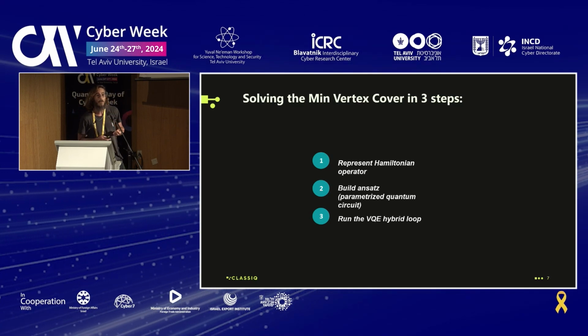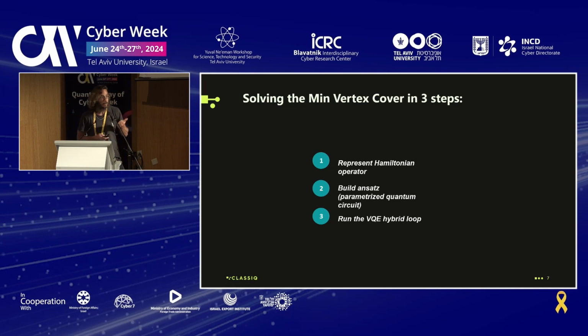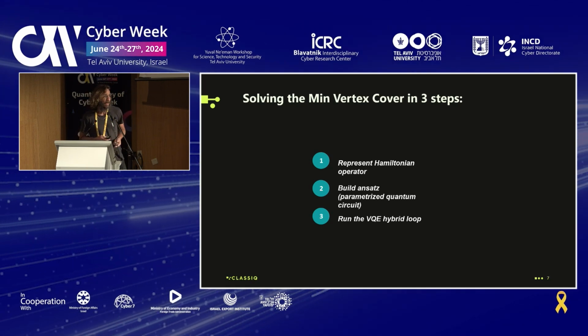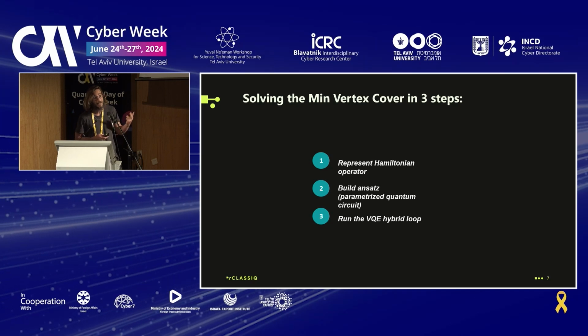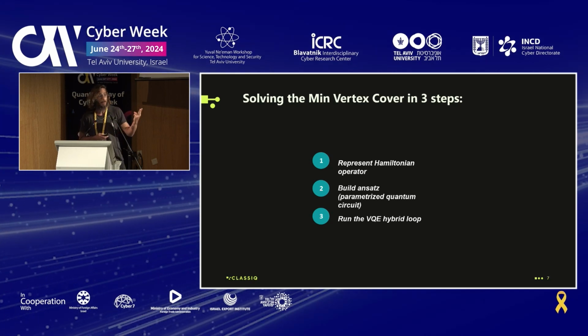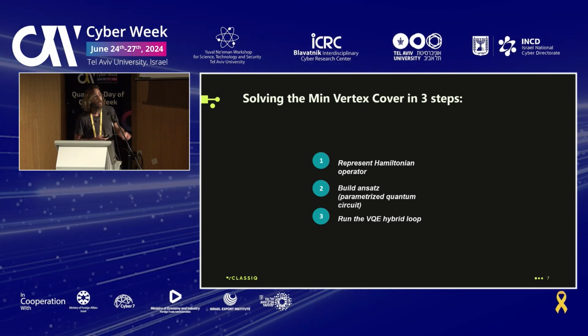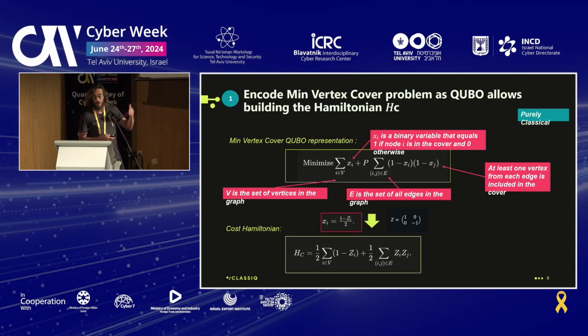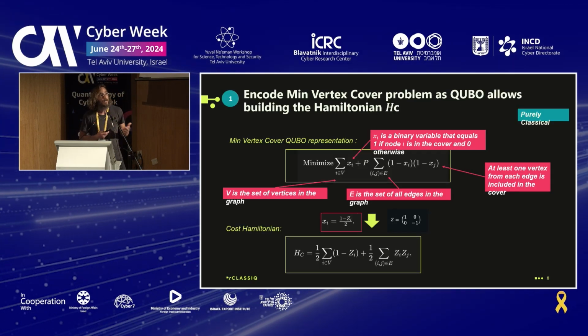Okay, so in order to solve this problem with QAOA, and this is a really simple toy model, we first obviously need to find the Hamiltonian operator. Second, we want to build the quantum system, the parameterized ansatz. And three, we want to run the VQE hybrid loop and solve the problem. So first things first, we want to find the Hamiltonian operator.